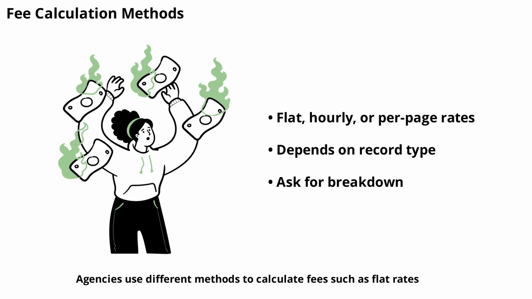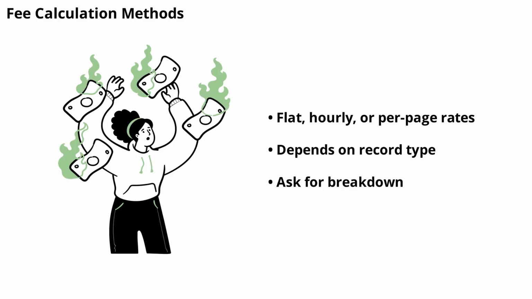Agencies use different methods to calculate fees, such as flat rates, hourly rates, or per-page charges. The method depends on the type of record, the amount of work involved, and agency policy. Understanding how fees are calculated can help you anticipate costs and make informed decisions about your request. Don't hesitate to ask the agency for a breakdown of their calculation method.